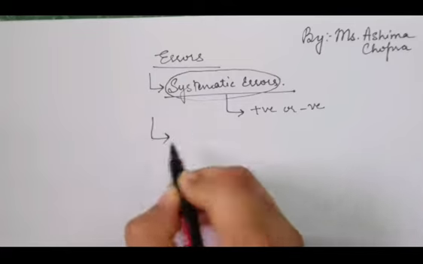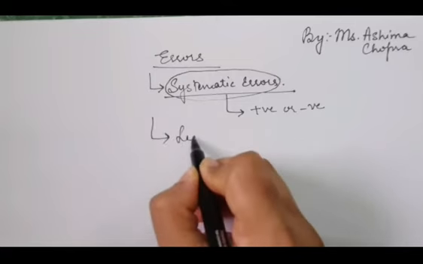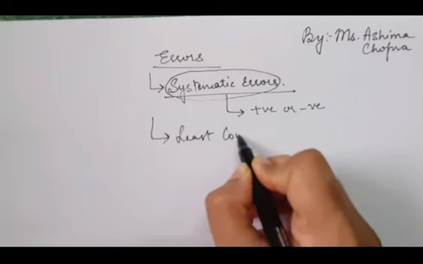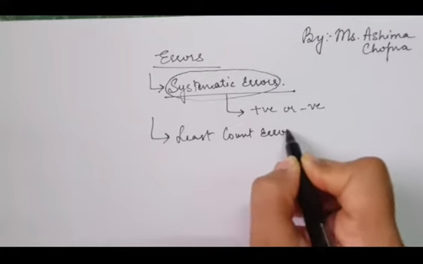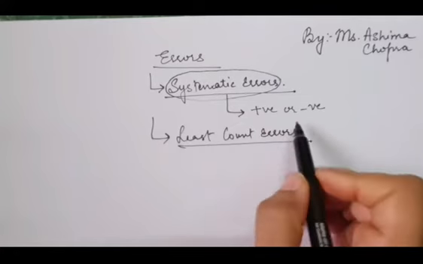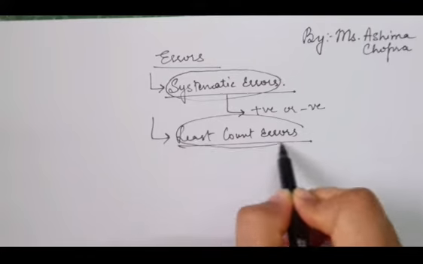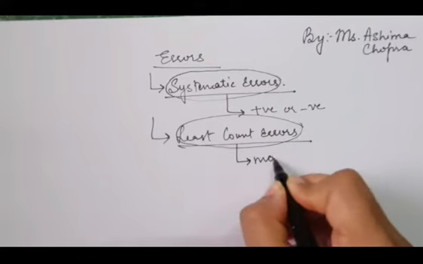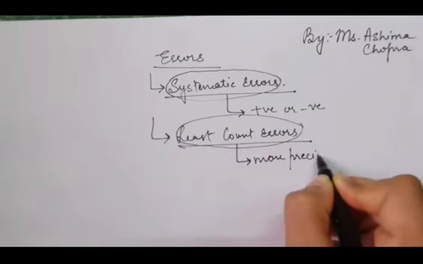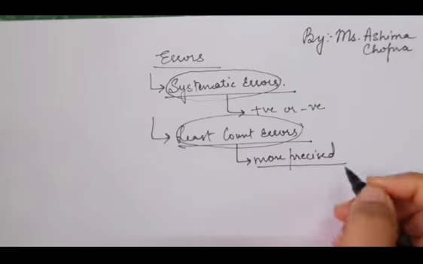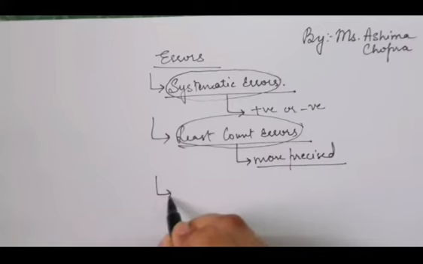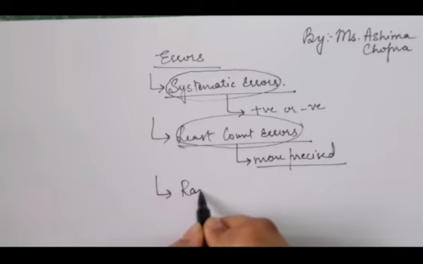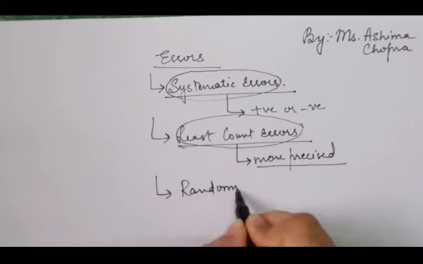The second type of errors are the least count errors. The least count error depends on the instrument, and these can also be easily eliminated by replacing the instrument with a more precise instrument. Fine. And the last type of errors we have covered are random errors.